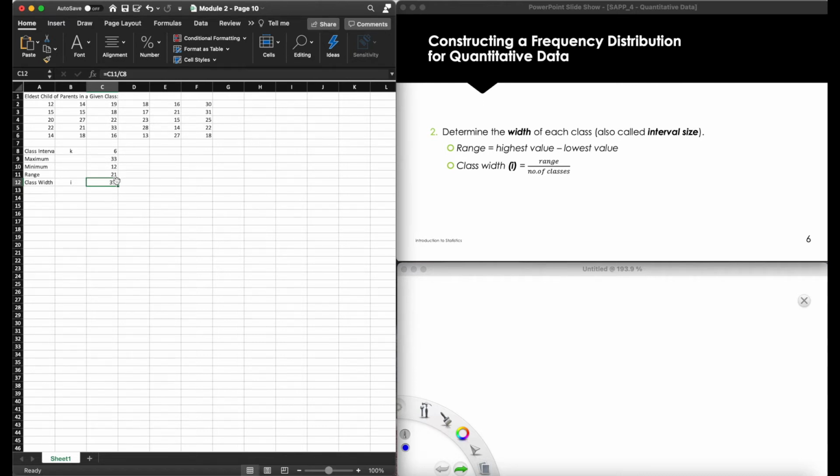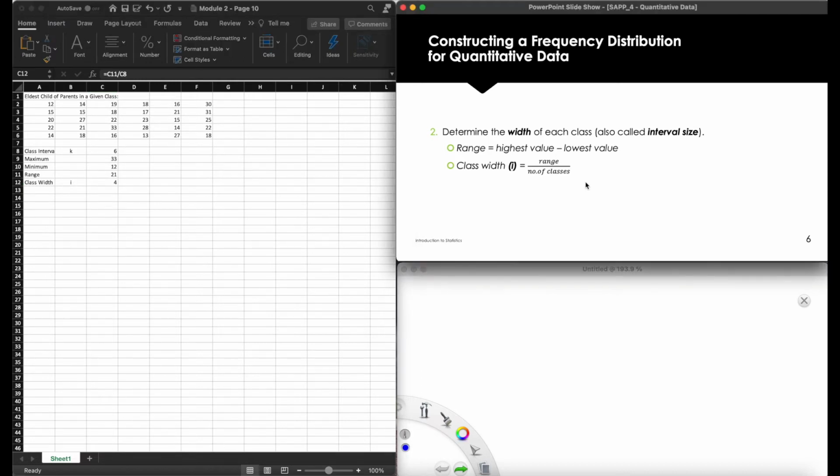So we usually round this off. So how do you round off using Excel? Click on the cell that you want. We will decrease the decimal so that it will become 4. So therefore our class width is 4. Okay, that's a legal way. Excel did that. Okay, so let's move on.